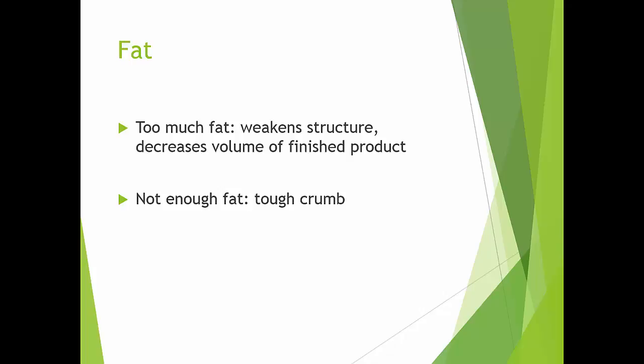Now, if you use too much fat in a recipe, you're going to have a weakened structure and you're going to have a decreased volume of finished product because you're going to have shortened the gluten strands too much. If you don't use enough fat, you're going to have a tough crumb and it's not going to be particularly moist or tender.